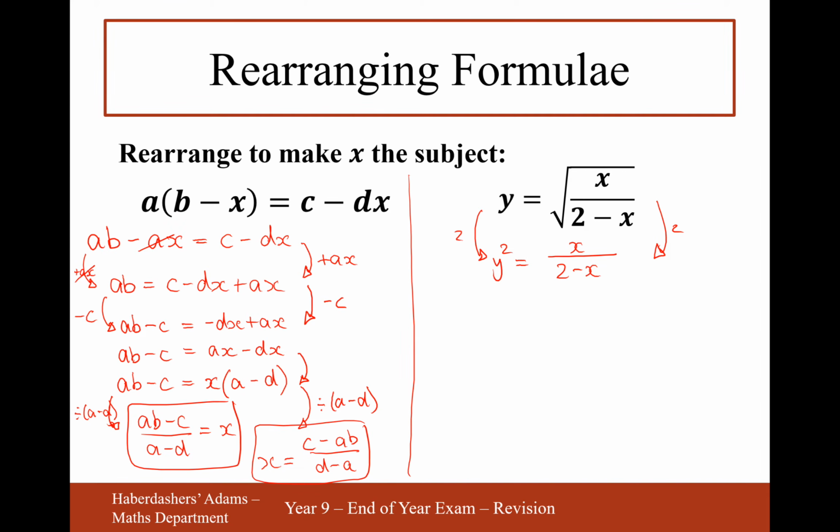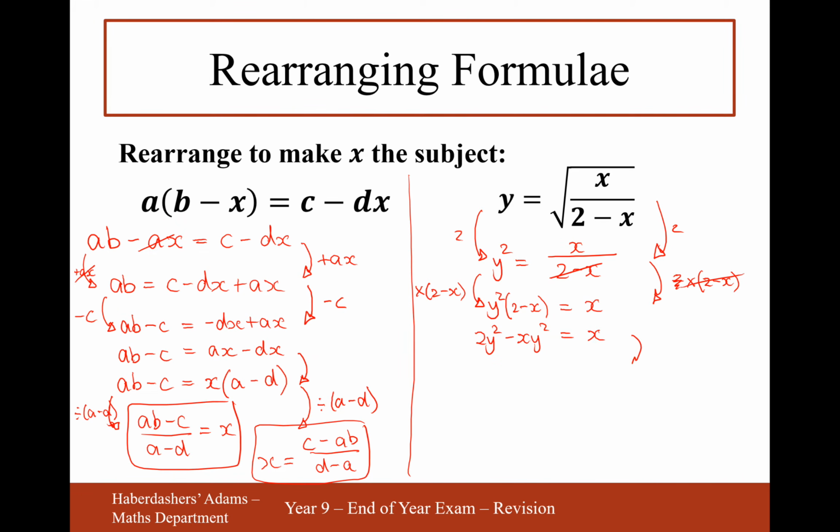Now that I've got rid of the square root, I need to make everything on the same flat horizontal line. So I need to get rid of this fraction. So I'll times by 2 minus x, because it's being divided at the moment. On the left hand side it would be y squared brackets 2 minus x equals, and on the right hand side the divide by 2 minus x will cancel out the times by 2 minus x. So I'll just have x left over. I'll expand the brackets here and I'll get 2y squared minus xy squared equals x. Now I've got x's on two sides of my equation here, so I need to move it onto the same side.